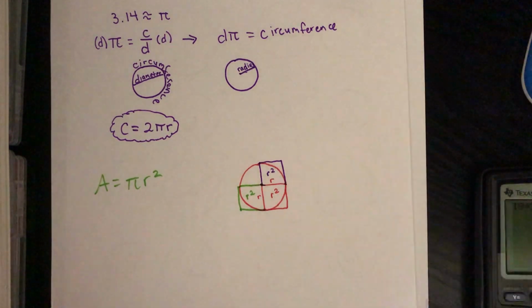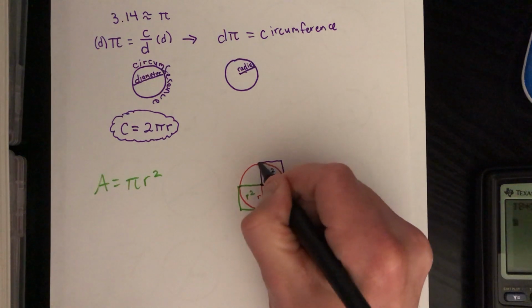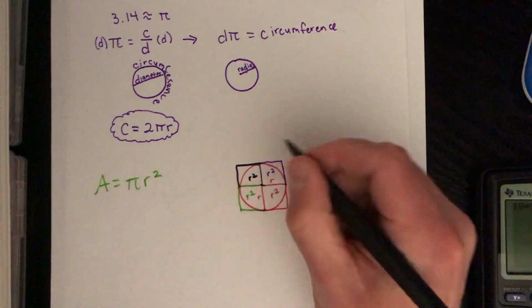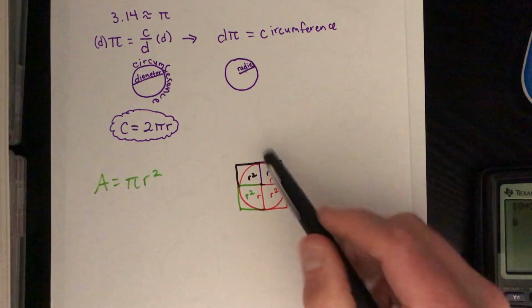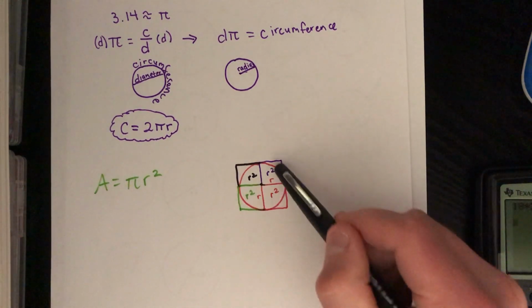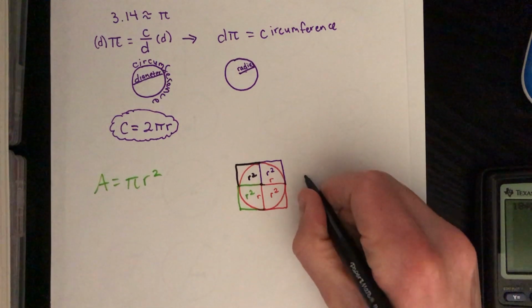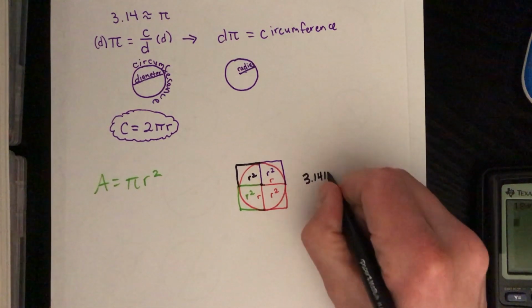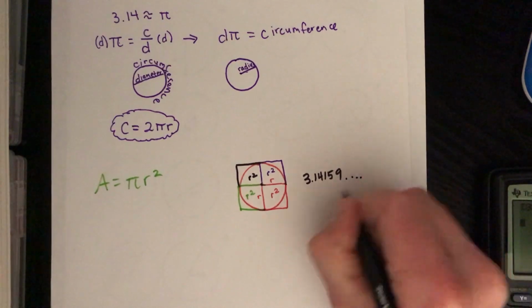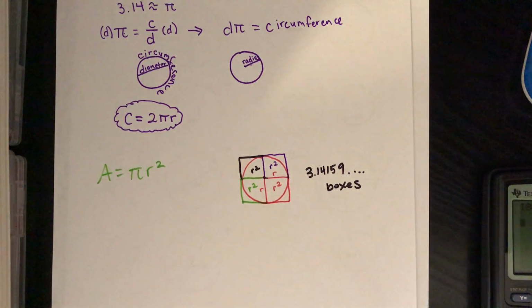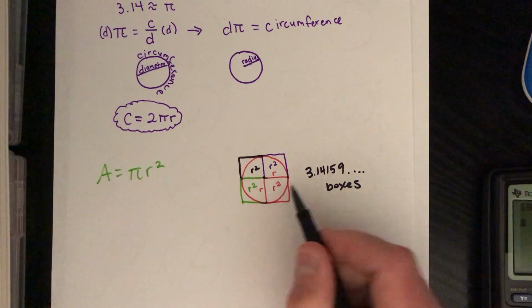And then I'll use black for the last one. I can make a last r squared box right here. And you see that the circle almost fills up all 4 boxes that are r squared in size, but not quite, right? Well, actually, it turns out that it's filling up just over 3 of the boxes, or 3.14159 blah, blah, blah boxes out of the 4, right? And so that's where you get your pi r squared boxes.